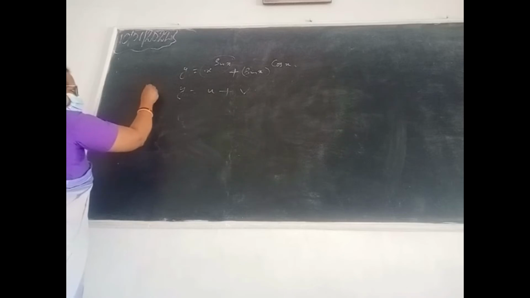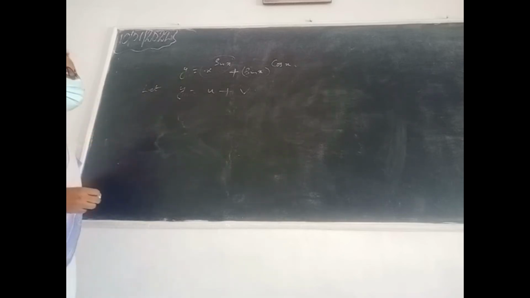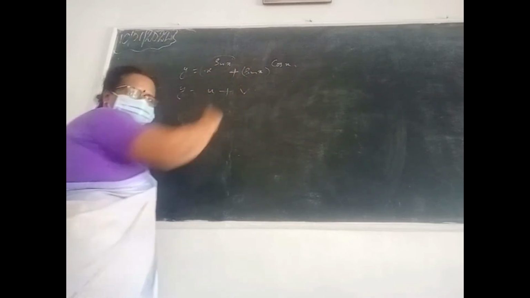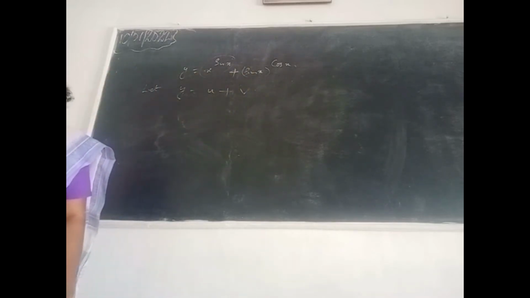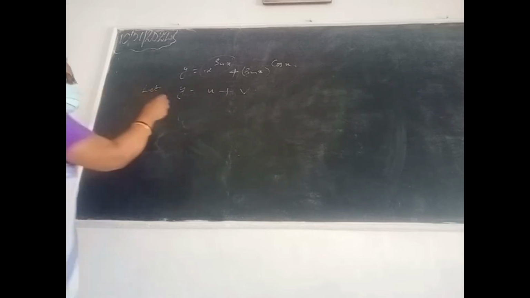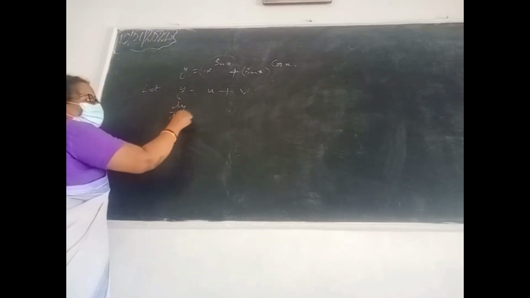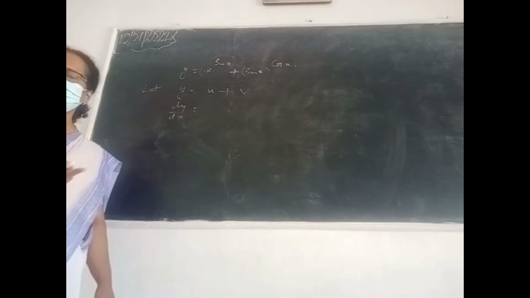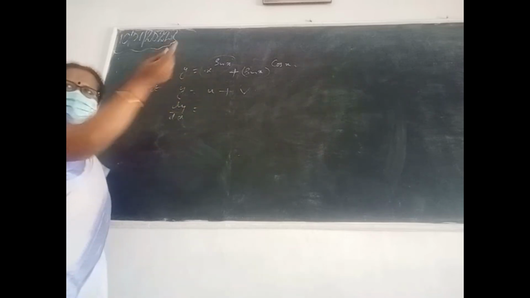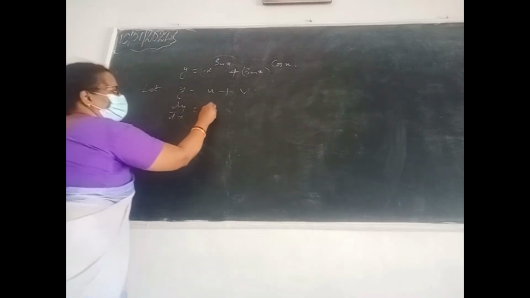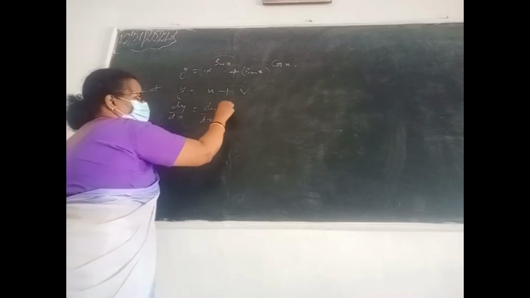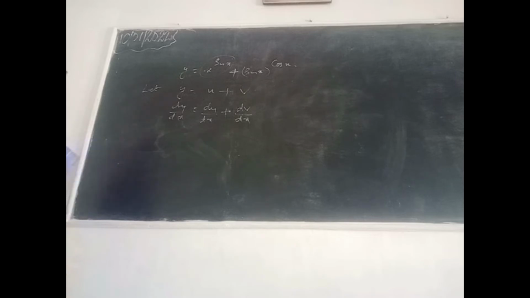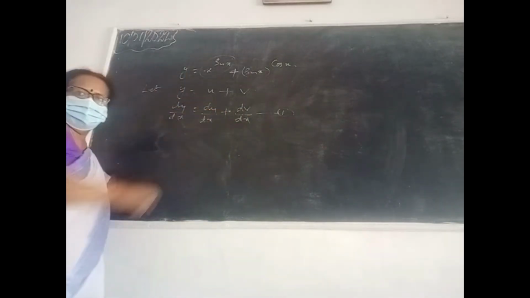Let y equal to u plus v. Then what is u? U is this one and v is this one. What do we have to find? We have to find dy by dx. Differentiate here. Dy by dx is what? Two functions are added. How will we find the derivative? First derivative plus second derivative. That's all. So dy by dx is what? Du by dx plus dv by dx. This is the method. Leave it like this. We have to find du by dx and dv by dx.